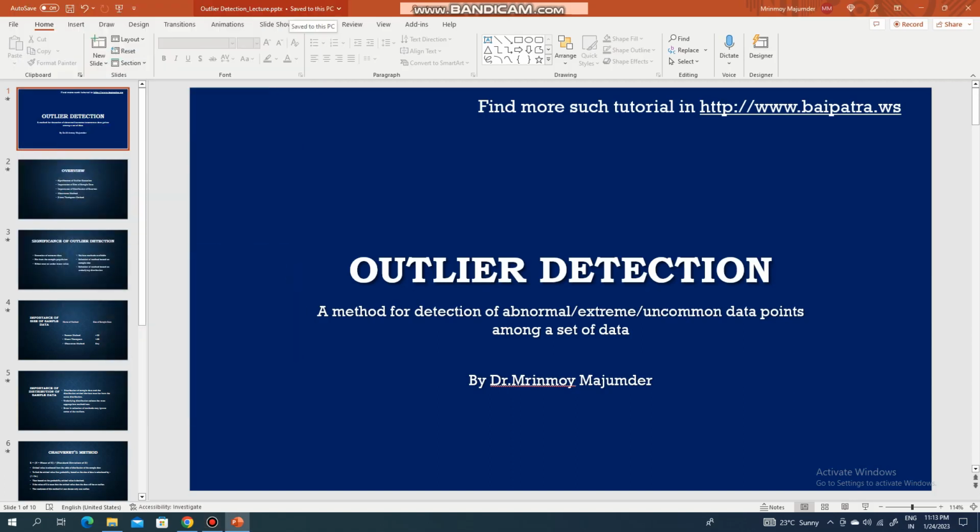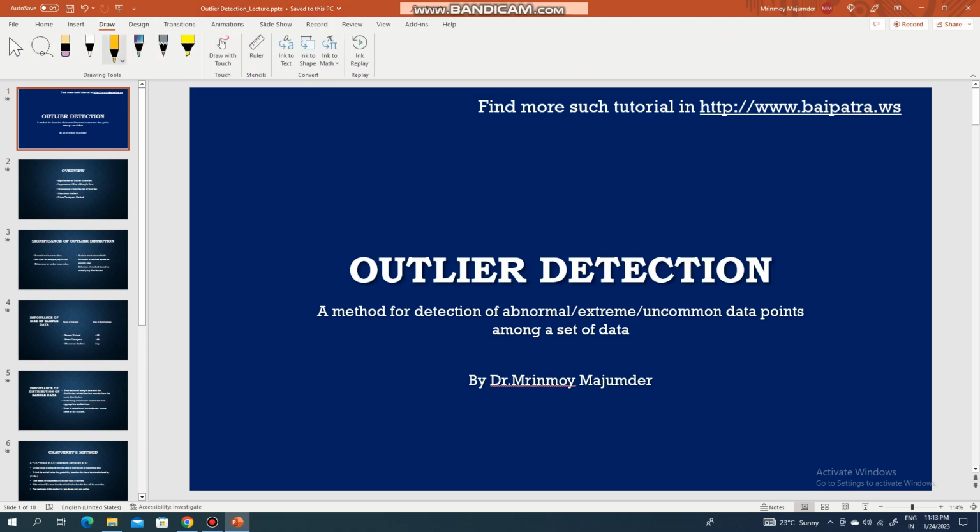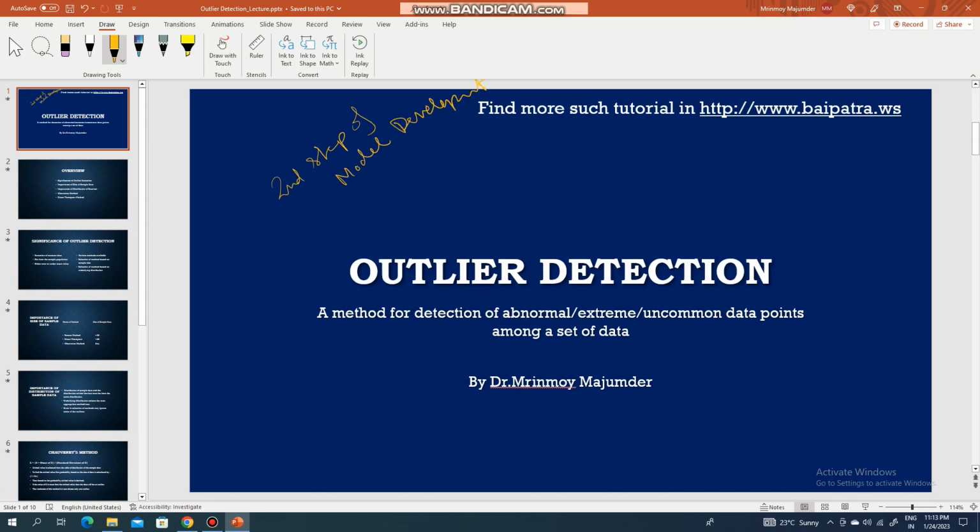Today's topic of discussion is outlier detection in a set of data. As I have discussed in my previous lecture, the second step of model development is outlier detection.